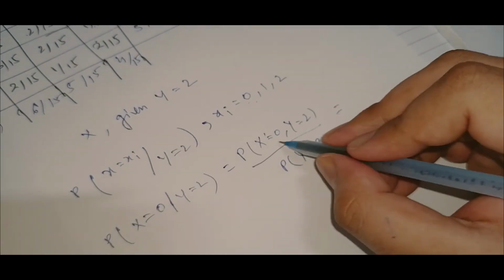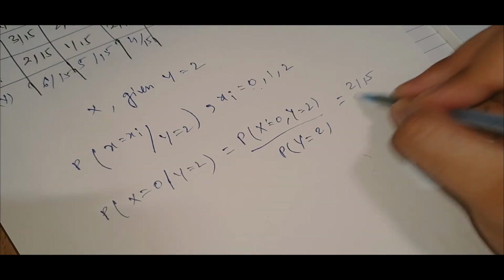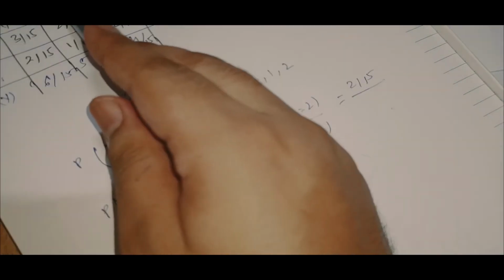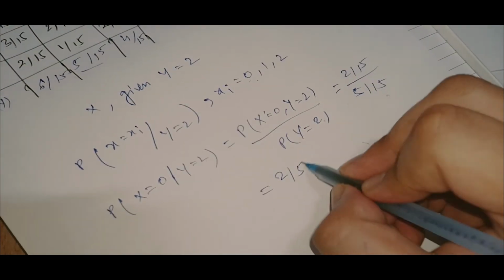When x is 0 and y is 2, the value is 2 by 15. When y is equal to 2, what is the marginal value? 5 by 15. This would give us 2 by 5.